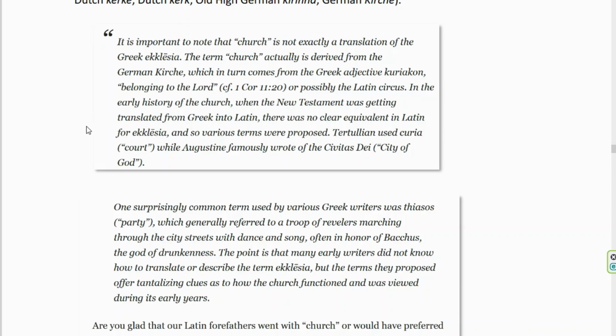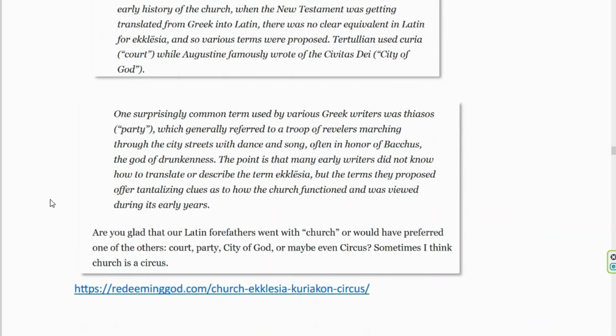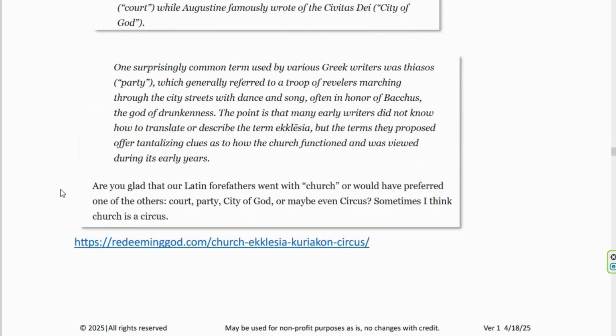In the early church history, when the New Testament was getting translated from the Greek into Latin, there was no clear equivalent in Latin for ecclesia, and so various terms were proposed. You can go on here and read about it. One surprisingly common term used by various Greek writers was theisos, or party, which generally referred to a troop of revelers marching through the city streets with dance and song, often in honor of Bacchus, the god of drunkenness.